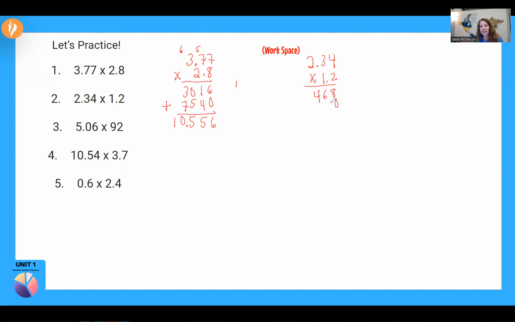Make sure when you go to that second line, you start with that 0. So we have 2 numbers behind the decimal, 3 numbers behind the decimal. I got 2.808.